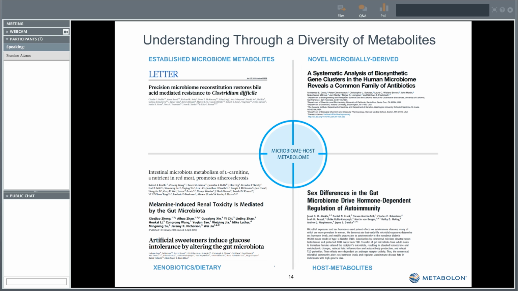So when we consider a technology that is needed to understand the influence of the microbiota in health, we think there are four major classes of metabolite that need to be systematically measured. Of course, the technology needs to be able to pick up established microbiome metabolites, but the technology should also have the capacity to pick up novel microbial-derived metabolites, dietary metabolites, drug metabolites, and host metabolites, so that we can start to understand how the host interacts with those microbes.